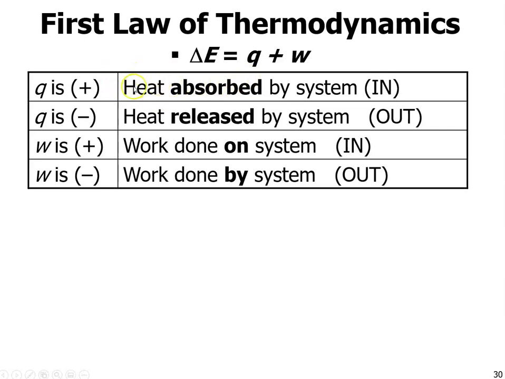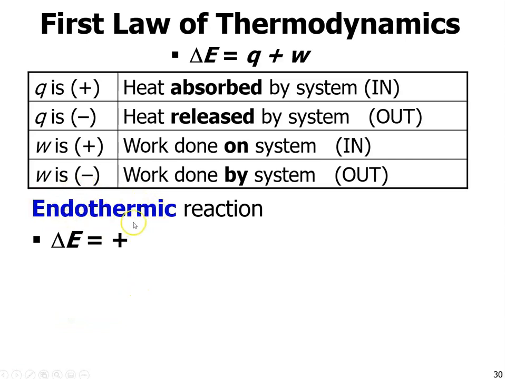Some terms we need to look at: when this Q is a positive value, it means that the system, or the chemicals that we're looking at, are absorbing heat. Otherwise, if Q is negative, it means that the chemical reaction released heat. If work is positive, work was done on the system, and when work is negative, work was done by the system. So work done on a system usually means it's being compressed in some way, changing to a smaller volume. When work is being done by the system, it's expanding and the volume of the chemicals is getting larger.